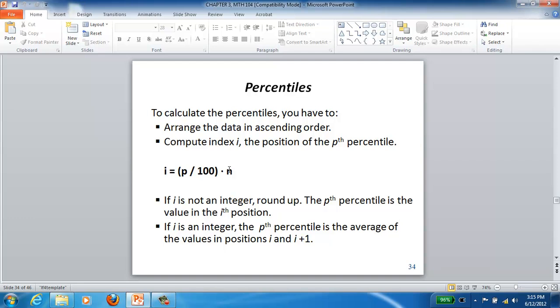Now, if the index is not an integer, you round up, and the percentile is going to be the value in this position. Let's say, for example, that your index is 4.8. This is a non-integer, so you round up to 5. So the value of the fifth rank observation is going to be the percentile. Now, if the index is an integer, for example 6, you take the average in positions i and i plus 1. That means if the index is 6, you take the average of the 6th and the 7th ranked observation.